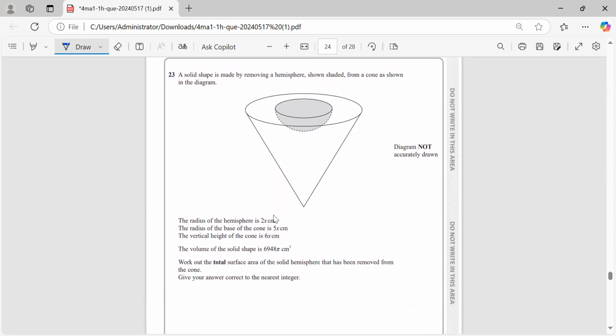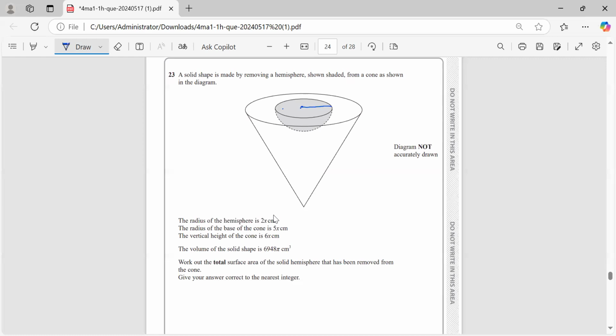Let's say the solid shape is made by removing a hemisphere, shown shaded. So this is actually the hemisphere, right? From a cone as shown in the diagram, and the radius of the hemisphere is 2x centimeters, and the radius of the base of the cone is 5x centimeters, right? So let's just put down the values.